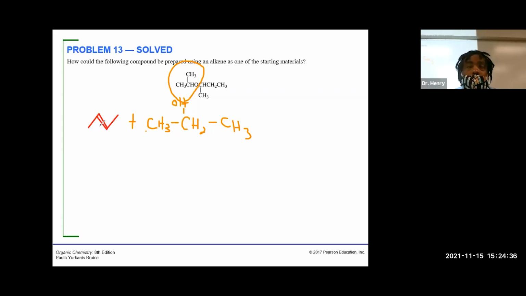But is it going to be 2 butene? Is that the one that we want? I guess it can be, right? So 2 butene will work. It's going to give us something. What else? What is another one? What's that? Sec butene? Are we going to have a sec butene?